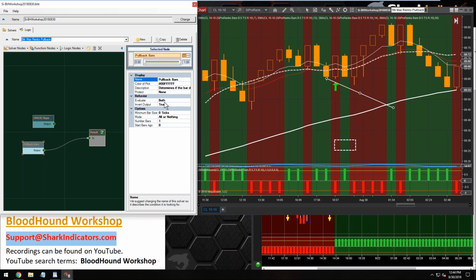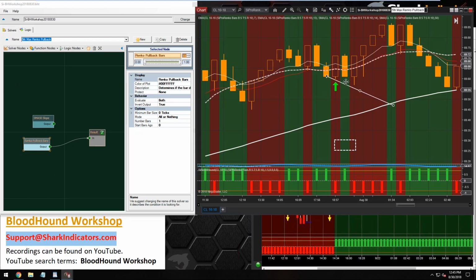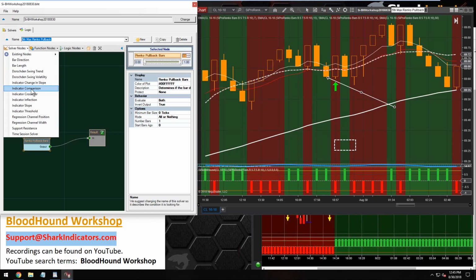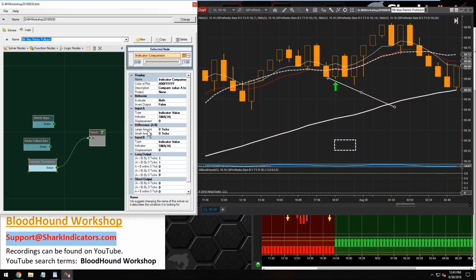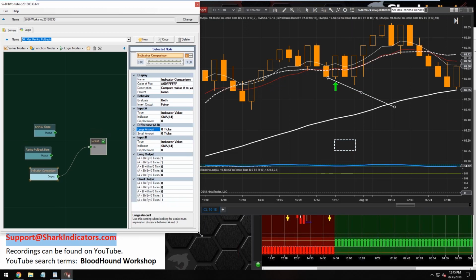Probably better to call it Renko pullback bars, just in case. And all right, next step is measuring this 5-tick distance here. We definitely need a comparison solver, right? And so we can use this difference to measure that pullback.